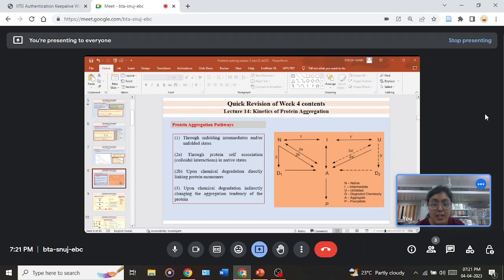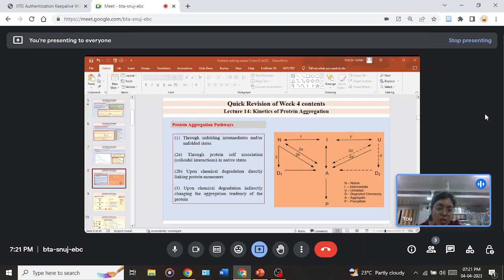Next is 2B, which is upon chemical degradation or directly linking the protein monomers. So through chemical degradation, this 2B, that is N to A forms, right? Native structure to aggregate structure, 2B. And lastly, the third, 3, in the figure represents that the native structure transforms into the D1 state. So D is basically the degraded chemically. You can already read it. So upon chemical degradation, indirectly changing the aggregation tendency of the protein.